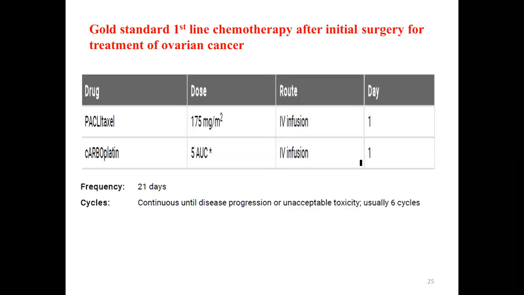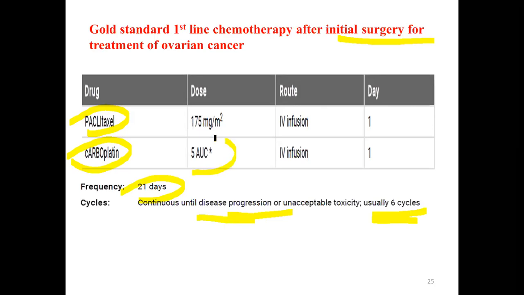Then, as I mentioned before, this one is the gold standard, mostly in stage 2 to 4 ovarian cancer. So paclitaxel, carboplatin, we give every 21 days, usually 6 cycles can be considered, but sometimes we can consider continuing until disease progression or unacceptable toxicity happens. Okay, then for carboplatin, the dose is 5 area under the curve.